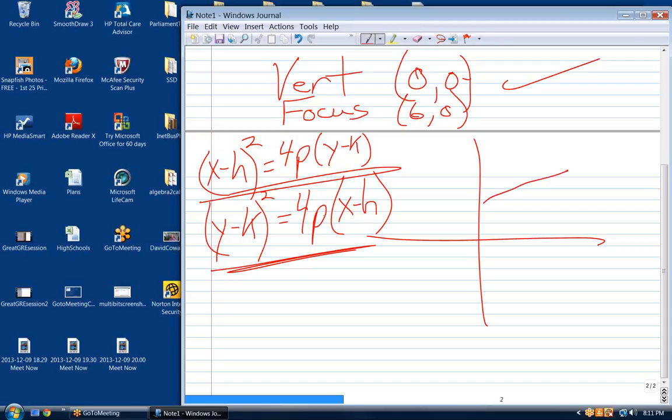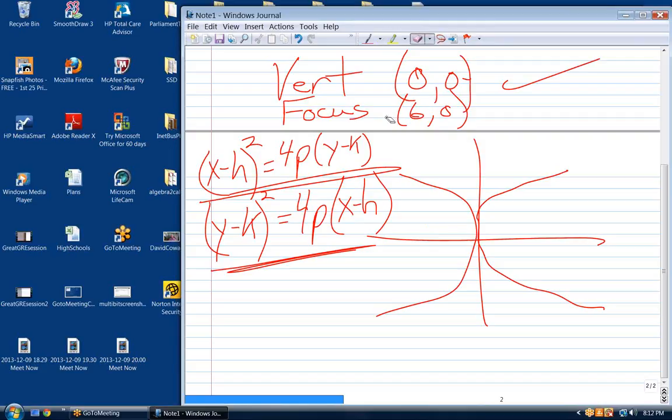These parabolas look like this, or like that. Not both at the same time, but it's just like a vertical parabola. If that coefficient is plus, it opens up. If the coefficient is negative, it opens down. Well, with a sideways parabola, I call these horizontal parabolas, it opens to the right if that coefficient is positive. It opens to the left if the coefficient is negative.